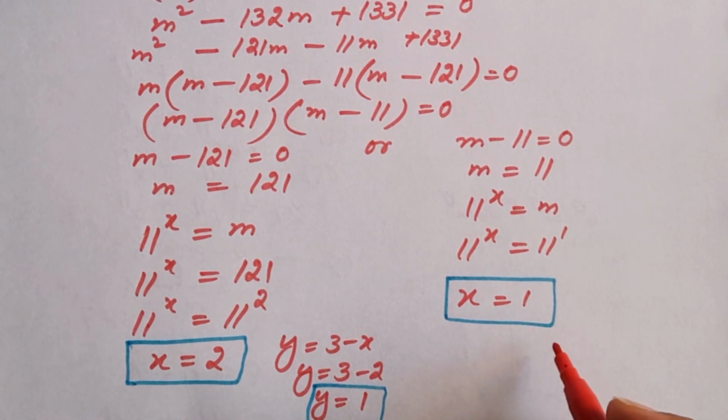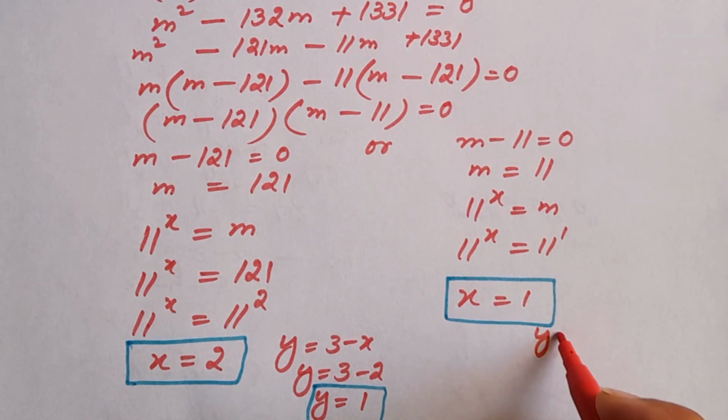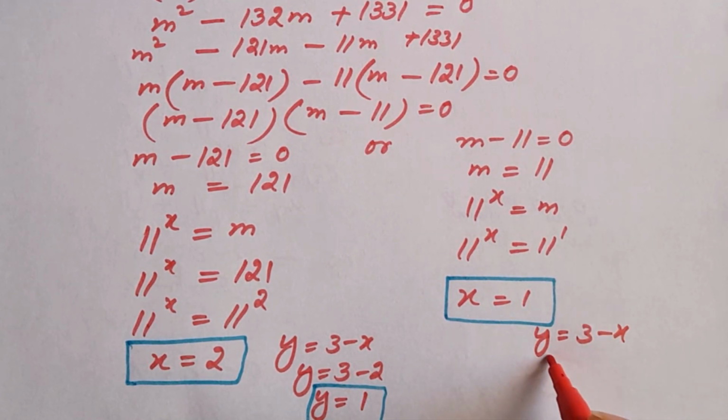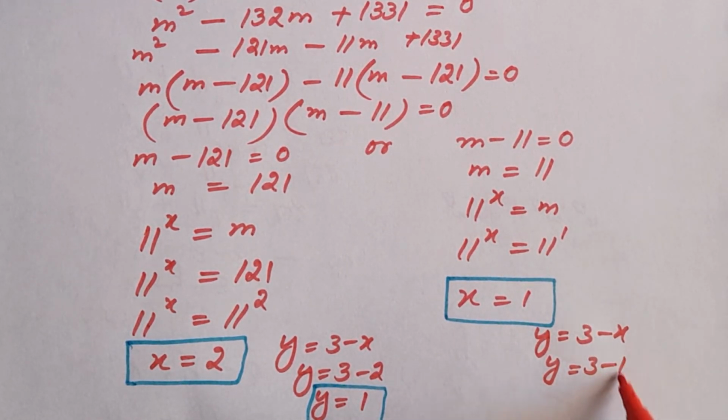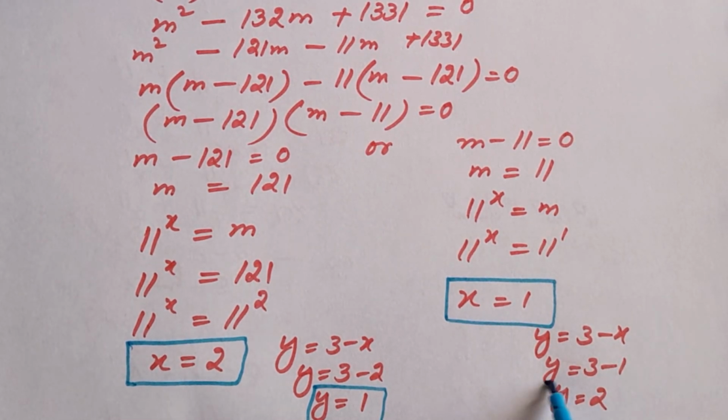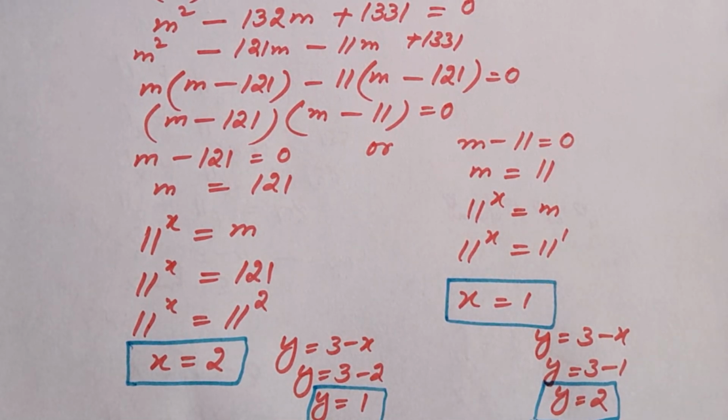And let's solve this case now. y is equal to 3 minus x. So x is 1, 3 minus 1, y is equal to 2. We get another value of y.